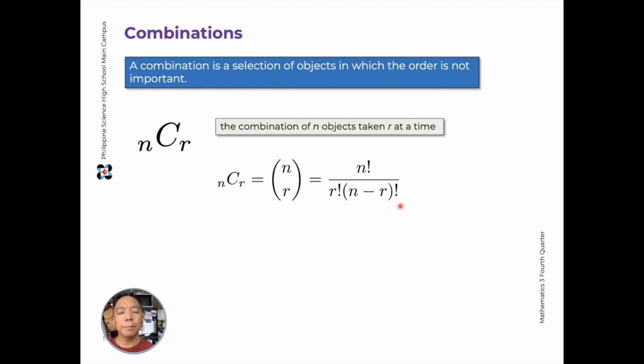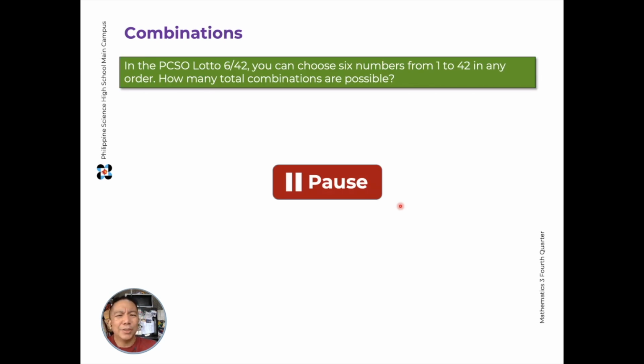Let's take a look at some examples. Sa PCSO Lotto 6/42, madami kasi yung types ng Lotto, may hanggang 50 yata. So 6/42 muna, ito yung pinaka-konting choices. At ito din yung pinakamaliit yung prizes. You can choose 6 numbers from 1 to 42 in any order. How many total combinations are possible?